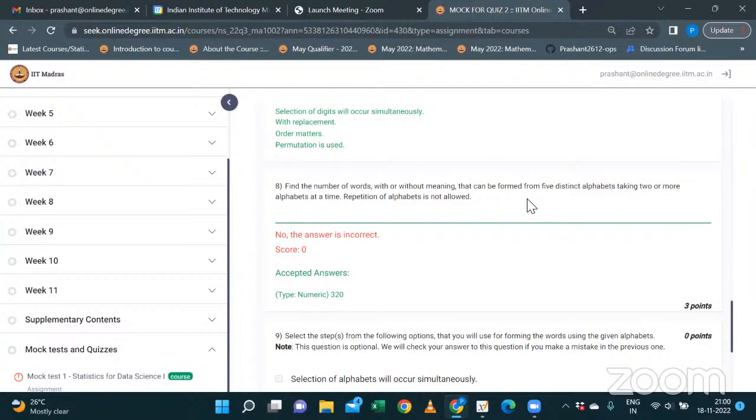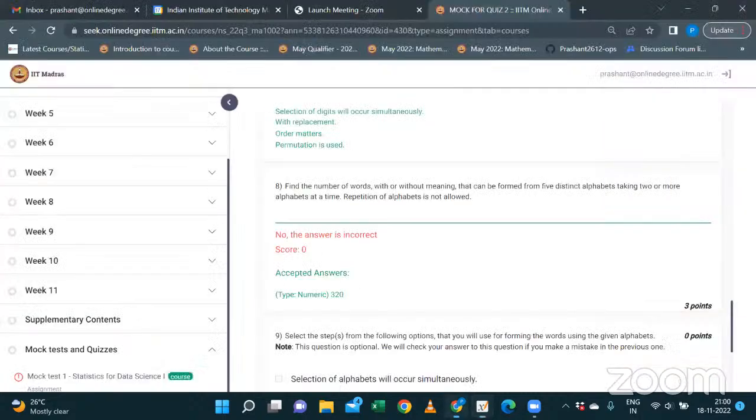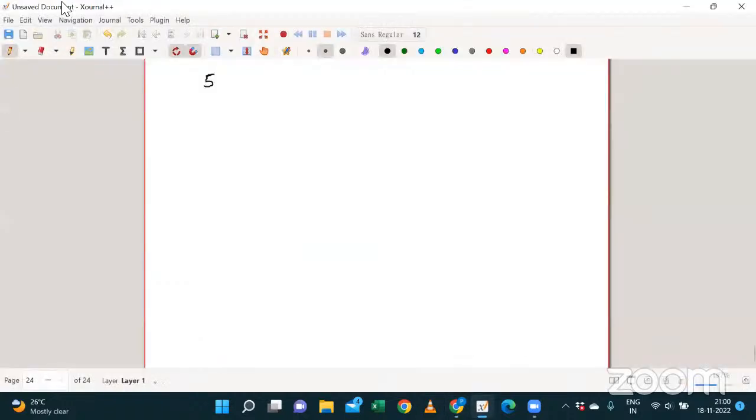We have to just omit the event of one, and then we have to go for the rest. So suppose I have 5 distinct alphabets, and I have to make words using 2 or more alphabets at a time. So I can use 2 alphabets, 3 alphabets, 4 alphabets, and 5 alphabets. In how many ways can you choose the 2 alphabets?